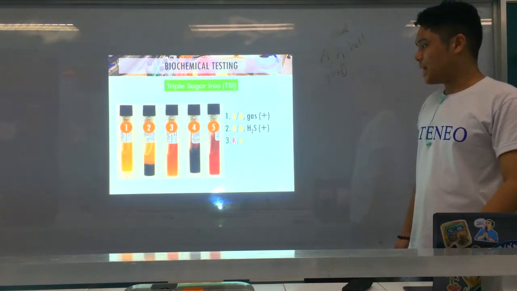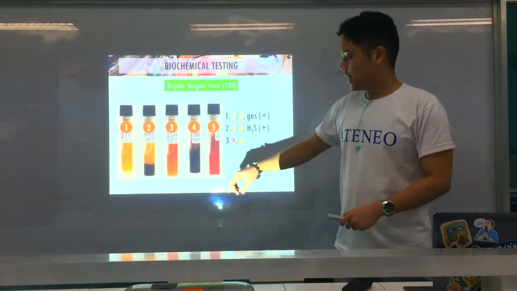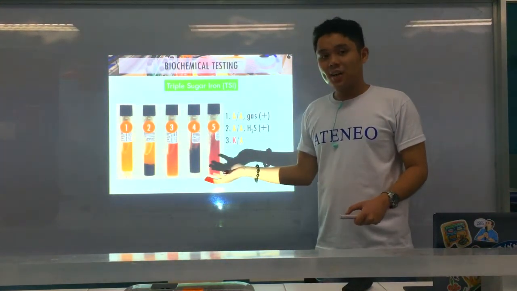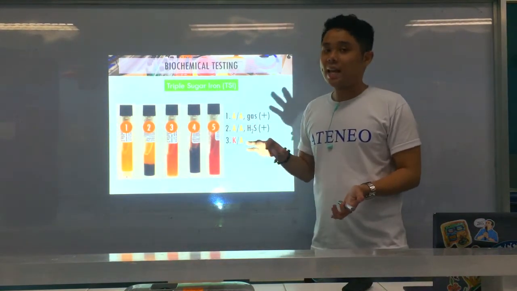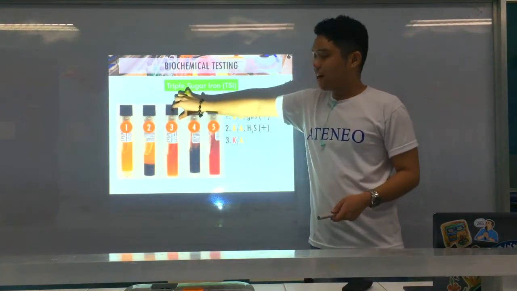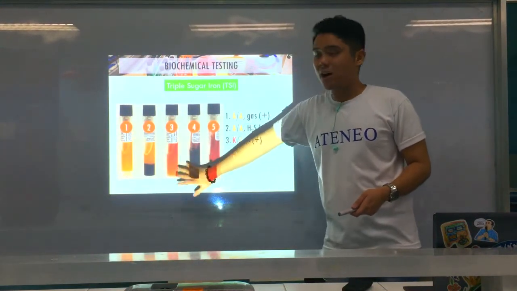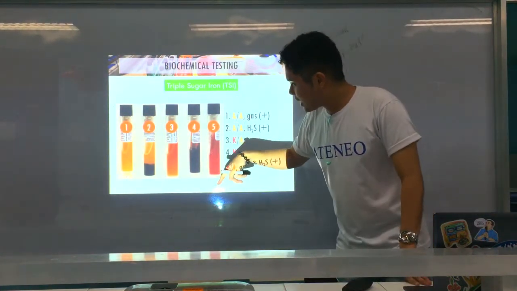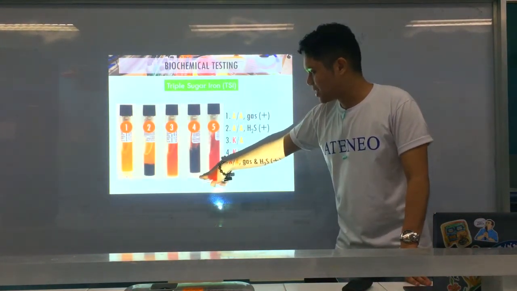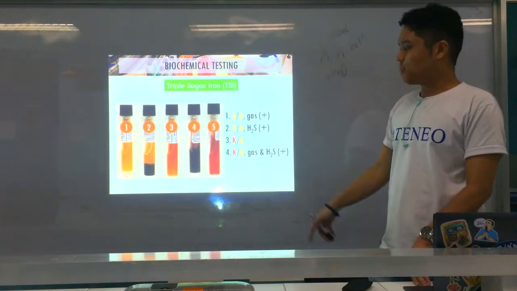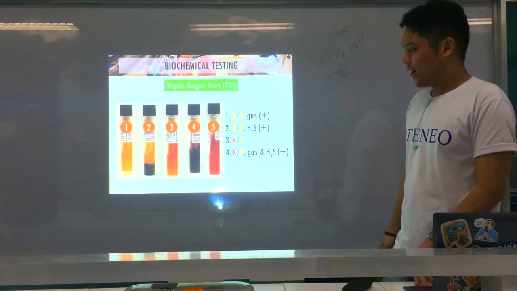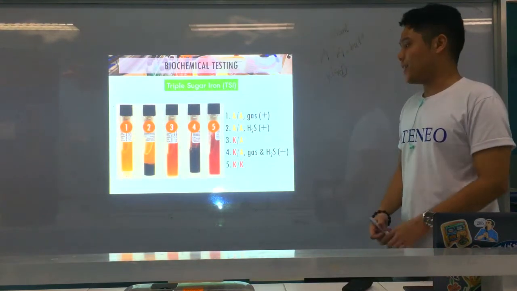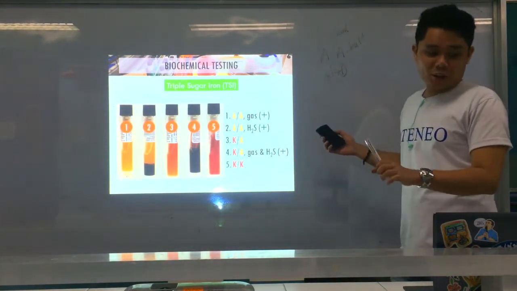Number three. That's K over A. As you can see, it's not a clear yellow, but it is not orange. It changed color. Maybe this is a late fermenter, or it has not been incubated long enough for the intense color. So K over A: the slant remains red and the butt is yellow. Number 4, K over A still. As you can see, with displacement, it rose, gas and H2S positive. Grabe ang H2S positive, that is blackening. And number 5 is, of course, all red, that's K over K. I do hope you get how to interpret the TSI.